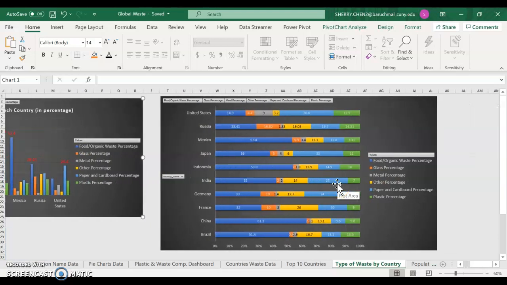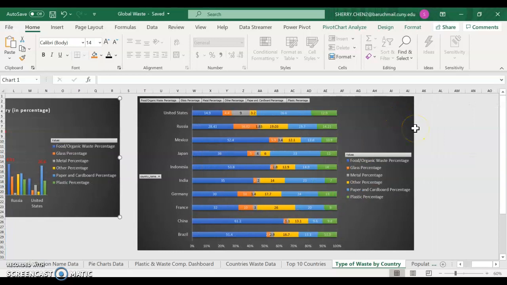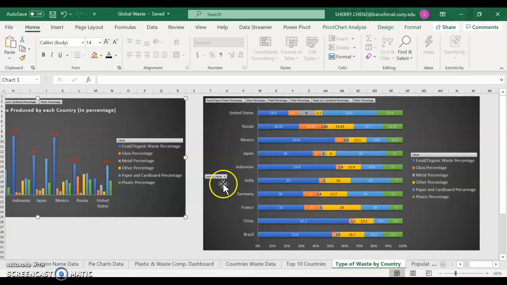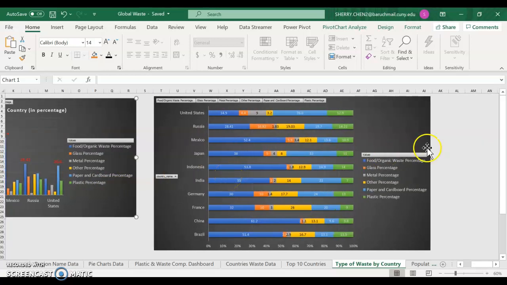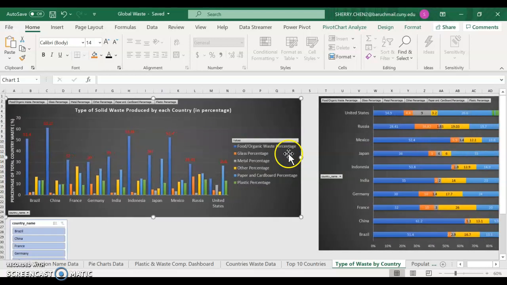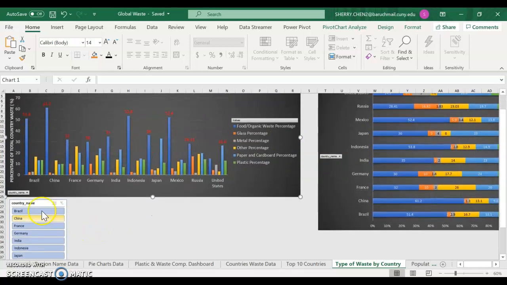Over here in this next chart, I created a stacked bar graph that highlights the type of solid waste for each country in percentages. Again, the content is the same as the chart shown before, but it gives you a different representation by comparing the countries side by side in the percentage of waste. You can also use this slicer that I created to select the country of your choice.